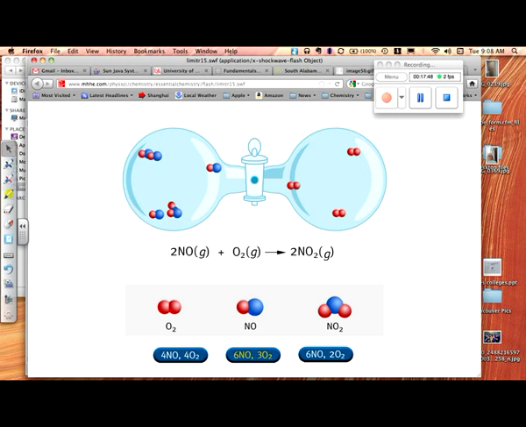Nitric oxide and oxygen gas are reacted in a 2 to 1 mole ratio. There are 6 molecules of NO in the left bulb and 3 molecules of O2 in the right bulb. The valve separating the bulbs is opened, allowing the gases to mix.